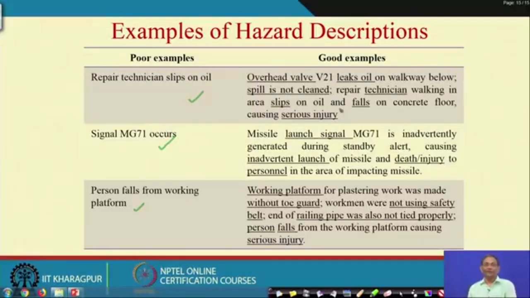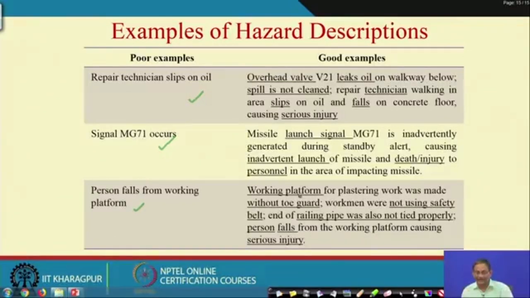You just read all those things. What happened? You will find out that in this particular example, the hazardous element, initiating mechanisms and targets and threats are clearly written. And after reading this, you will be able to find out the sequence of events. Similarly, here also, suppose person falls from working platform. Working platform for plastering work was made without toe guard. Workmen were not using safety belt. End of railing pipe was also not tied properly. Person falls from working platform causing serious injury.